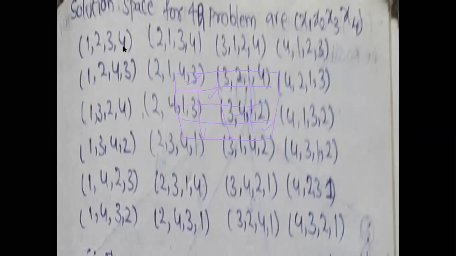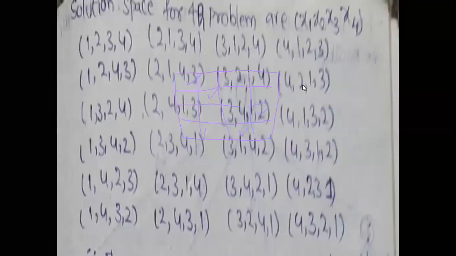1, 2, 3, 4 represents where the queens are placed. That is, the first queen is placed in first row, first column. Two represents the second queen is placed in second row, second column. Next, the third queen is in third row, third column. The fourth queen is in fourth row, fourth column. x1 represents the first row, and its value is the column in which you are placing the queen. Next, x2 represents the second row, and its value is the column in which you are placing the second queen, then x3, x4.